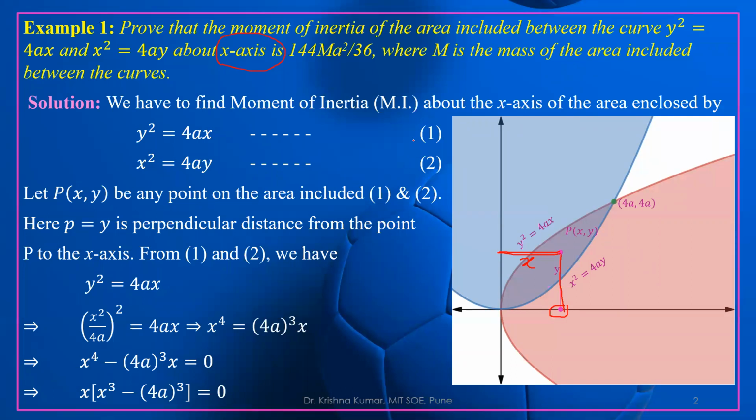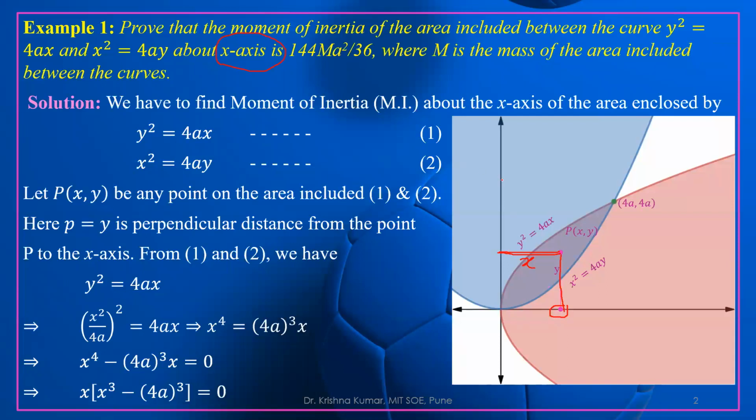Okay, so we have been given a curve, the parabolas x square equal to 4ay and y square equal to 4x. Now we have to find the moment of inertia about the x-axis of the area enclosed by the parabolas y square equal to 4x and x square equal to 4ay. Let P(x, y) be any point on the area included by 1 and 2. So p is equal to y. We have already seen why: p is the perpendicular distance from the point to the x-axis, which is the axis of rotation.